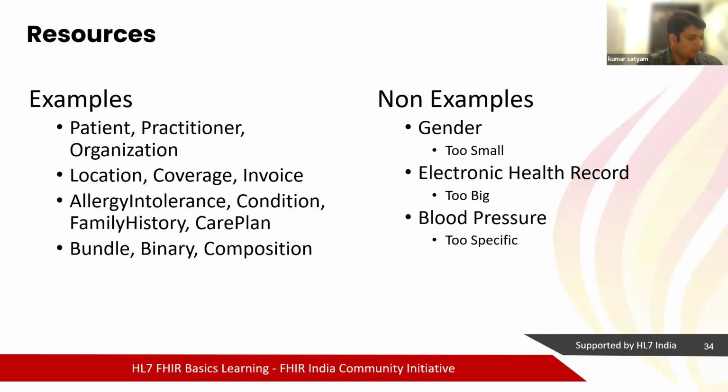Blood pressure, for example, is too specific, right? If you are building a resource for blood pressure, then you have to build a resource for all the observations that are there, all the vitals that are there, right? So again, that's not a good example of a resource. If you want to represent blood pressure, observation is a good resource that you can use. Okay. Hope that clarifies that.